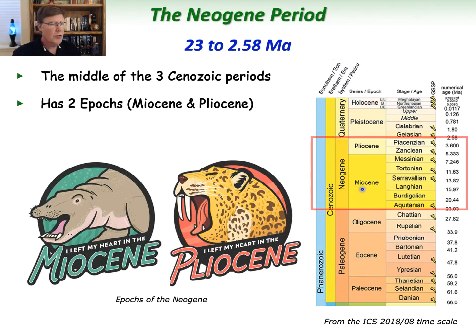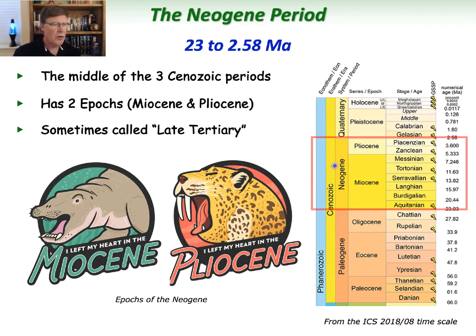It has two epochs, the Miocene and the Pliocene. The Miocene, the earlier one, 23 down to about 5.3, and then the Pliocene is just a short few million years, the end of the period.